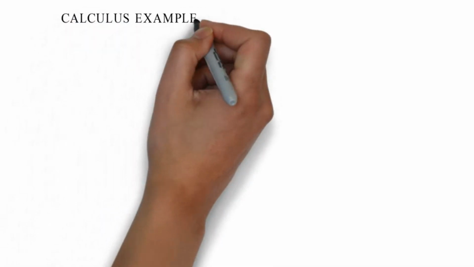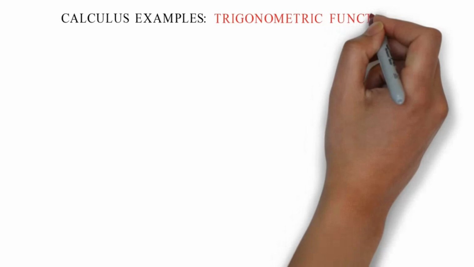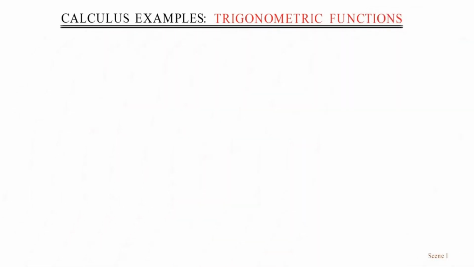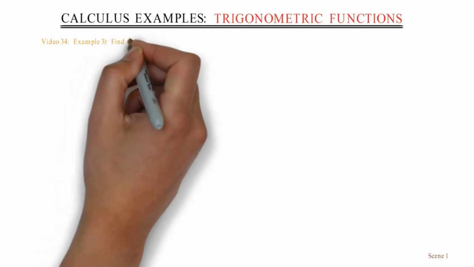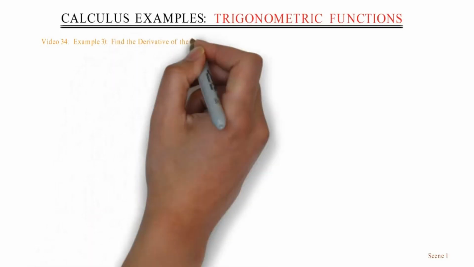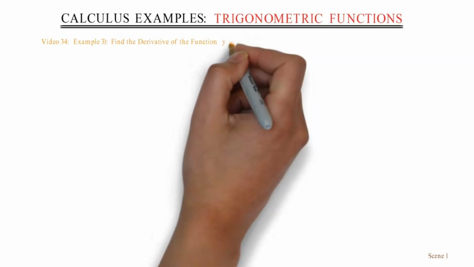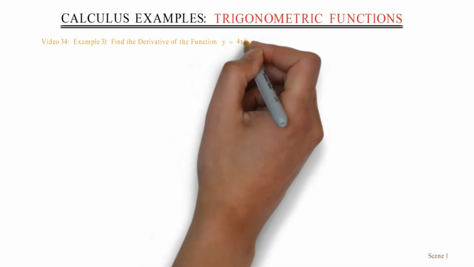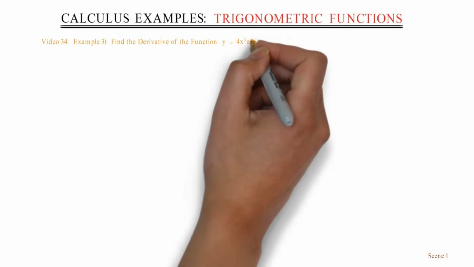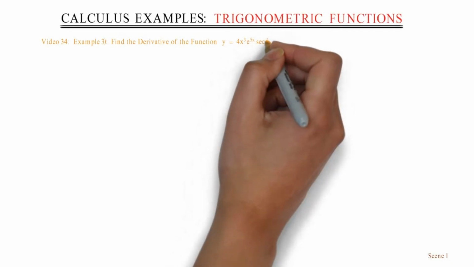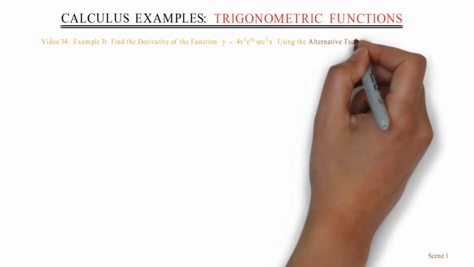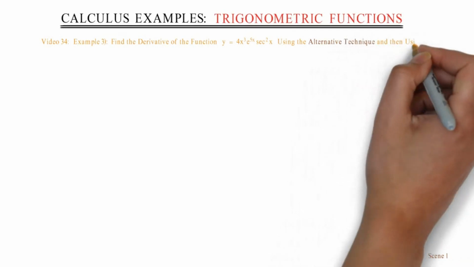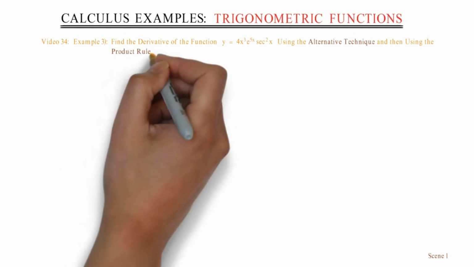Calculus examples, trigonometric functions. This is video 34, example 3. Find the derivative of the function y equals 4x cubed e to the 5x sec squared of x using the alternative technique and then using the product rule.